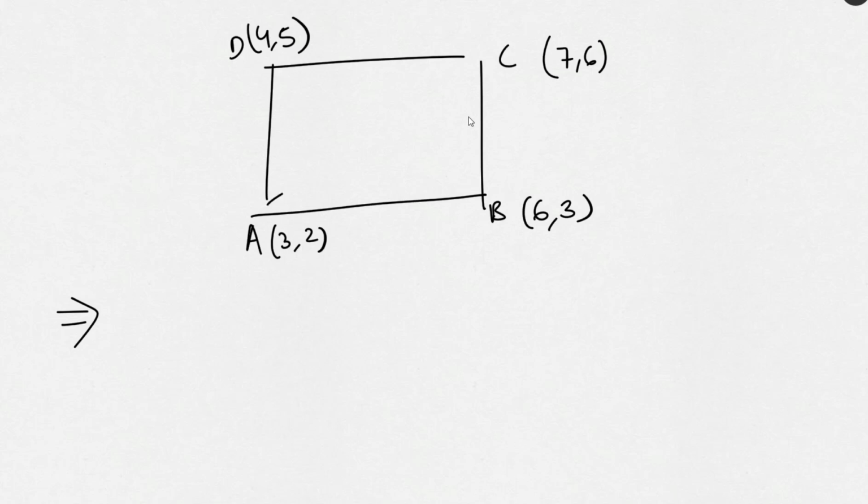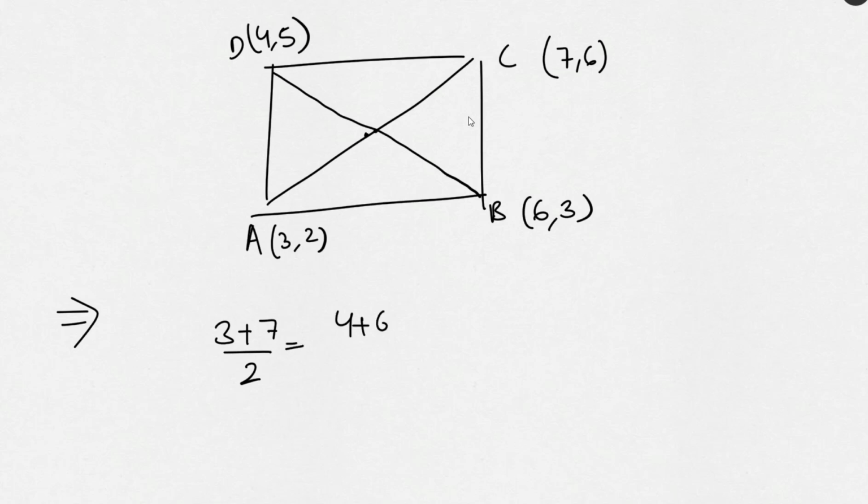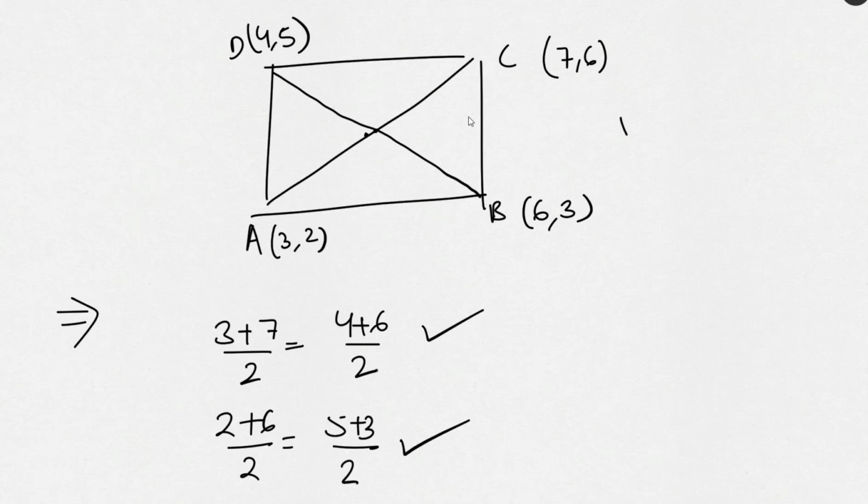point. So what is the midpoint of AC? The x coordinate of the midpoint of AC is (3 plus 7) over 2. Is this the same as the x coordinate of the midpoint of BD, which is (4 plus 6) over 2? This is 5, this is 5, right? So the x coordinate is matching. What about the y coordinate? (2 plus 6) over 2 is 8 over 2, which is 4. Is it the same as (5 plus 3) over 2? That is also the same. So this is definitely a parallelogram.